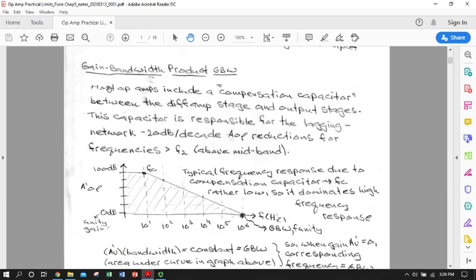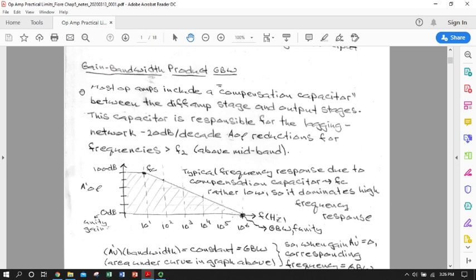Okay, most op-amps include what's called a compensation capacitor, and it'll be between the differential amplifier stage, which will tend to be on the front end, and our follow-on amplification and output stages. So it kind of straddles the middle of the op-amp itself.